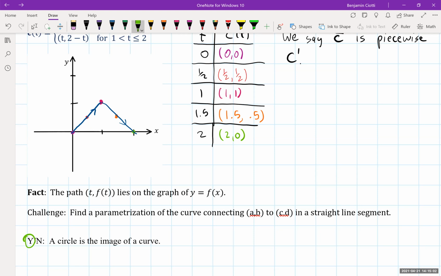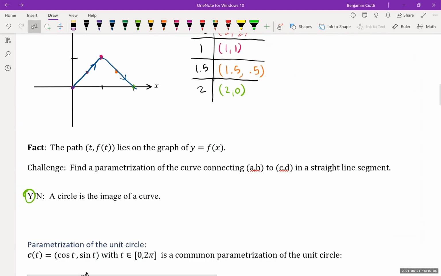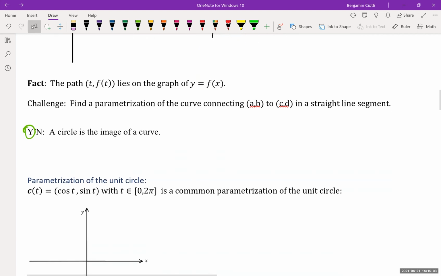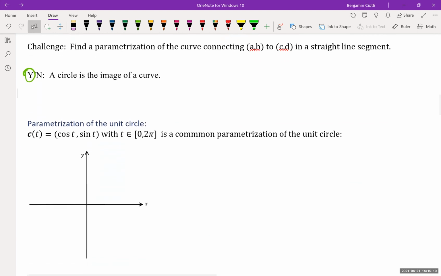It's a particularly important and useful parameterization, so I'm going to show it to you now. Here's one way we can parameterize a circle: cos t, sine t is one of the many ways that you can parameterize a circle, where t ranges, say, from 0 to 2 pi.